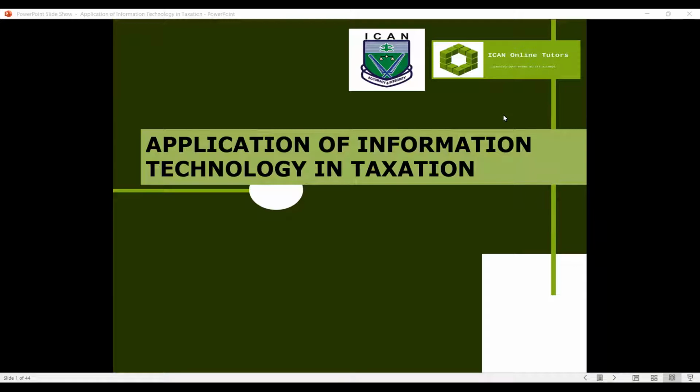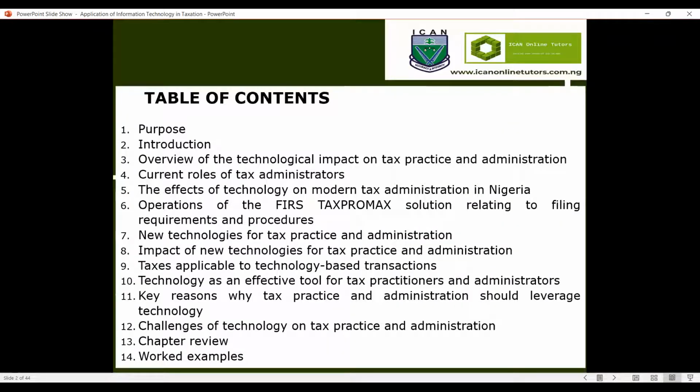Okay, so in this class, we take the purpose, we take a brief introduction. We shall discuss the overview of the technological impact on tax practice and administration, the current roles of tax administrators, the effects of technology on modern tax administration in Nigeria. Also, we are going to look at the FIRS tax programmes, solution relating to filing requirements and procedures.